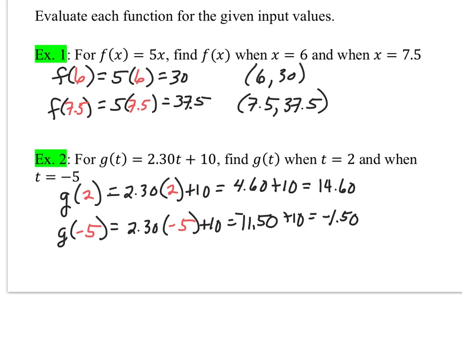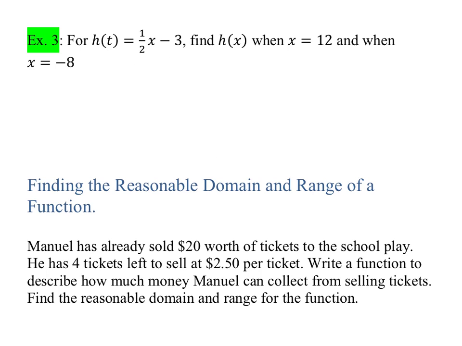And so again, you could have ordered pairs of 2, 14.6, and negative 5, negative 1.5. And then this last example, for this section, you're going to stop the video, plug in your input values of 12 and negative 8, and then start the video and check your answers.